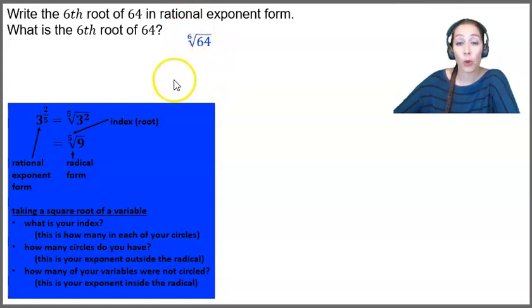Just like when we do square root, there's really a 2 there, we just don't write it. Square root, this is sixth root. So now we have it in our radical form. How do we get it into rational exponent form?